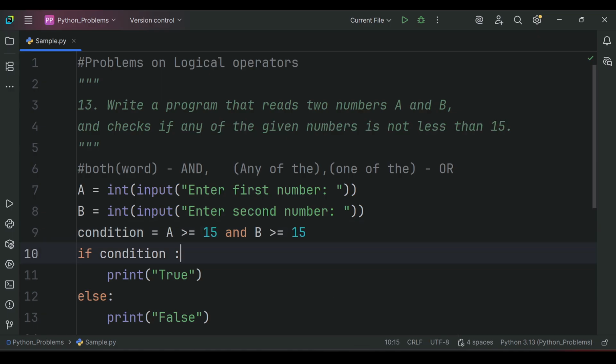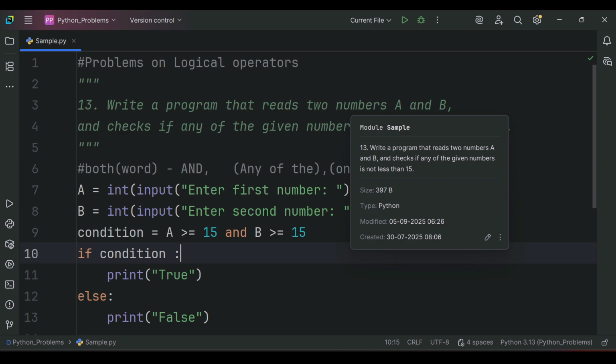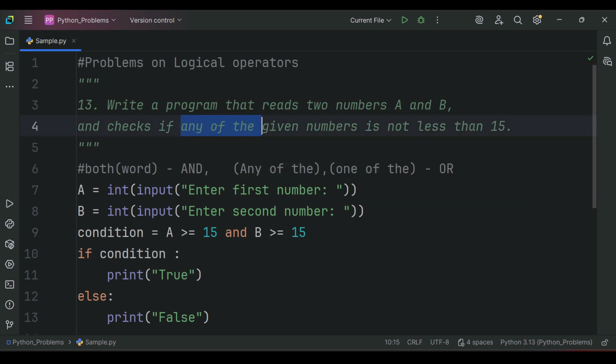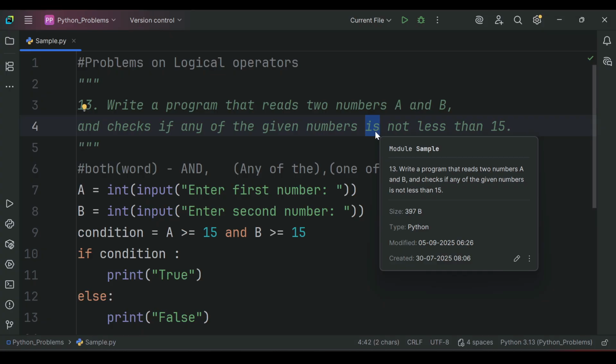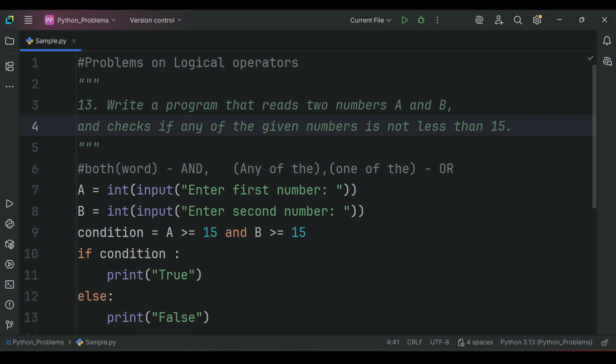Now see the 13th problem. Write a program that reads two numbers A and B and checks if any of the... "any of" indicates the OR operator. Here I will say one more logic: when he is asking for the OR operator, he always uses the word "any". Suppose when he is using the word "both", at that time he is using the AND operator. Please keep this in mind. Now see what is the problem.